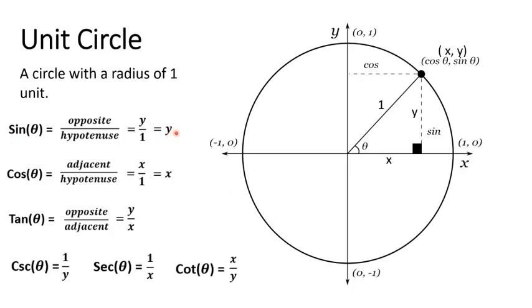And these are the trigonometric functions. So sine theta is equal to y, cosine theta is equal to x, tangent theta is equal to y over x, cosecant theta is equal to 1 over y, secant theta is equal to 1 over x, and cotangent theta is equal to x over y.